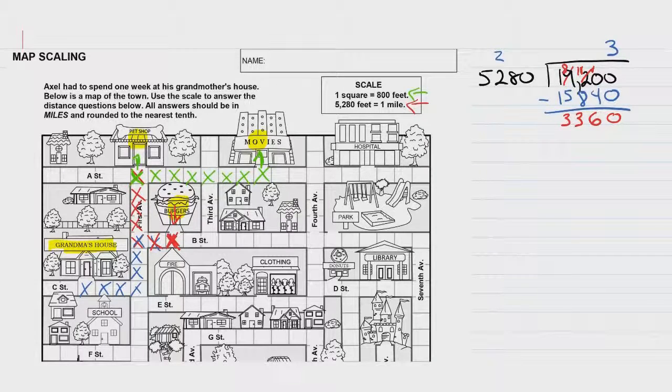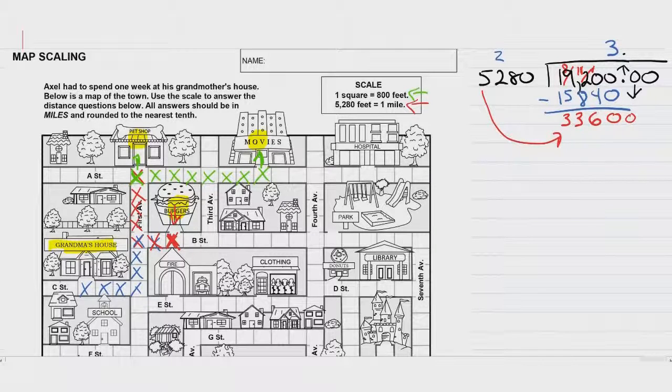Well, the number is too small. We need to add a decimal right here. We bring the decimal straight up. This allows us to add a couple zeros. We can now bring the zero straight down, and we have 33,600. We ask how many 5s go into that 33.